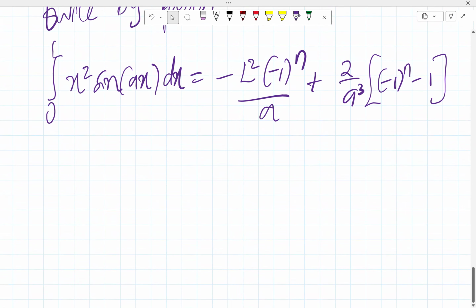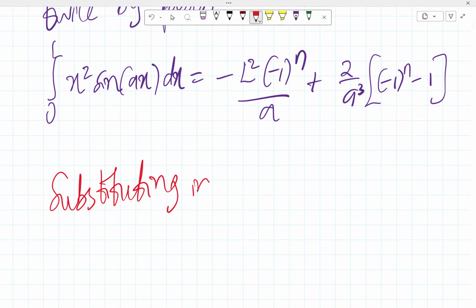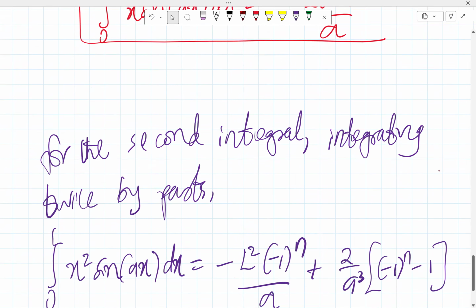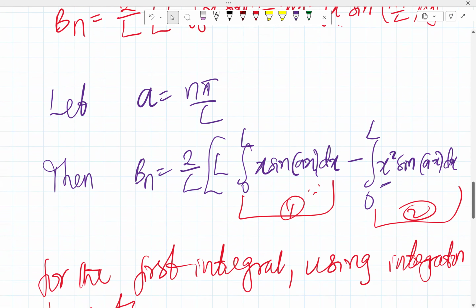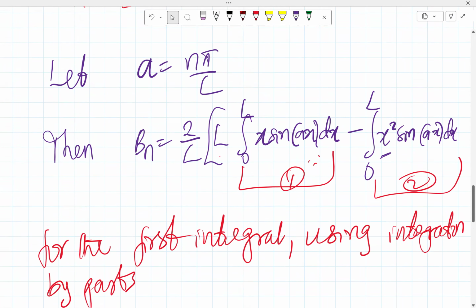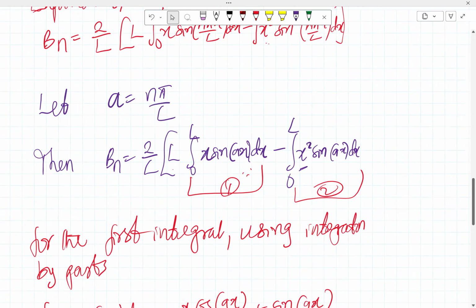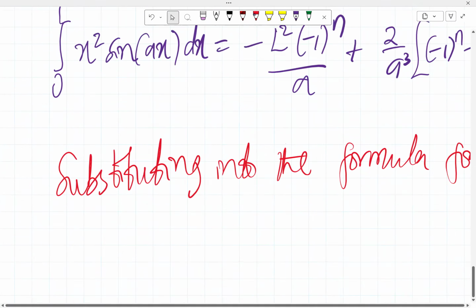So at the end of the day, we now substitute everything back into the formula for b sub n. That's where we are coming from. So b sub n, we had the two integrals, but don't forget we have a 2 over L here, and then an L to multiply the result we got for the first one, and then the other one we'll just put the result like that. Did I forget to close this up? Yeah, this should be closed up. Okay, so we move on now.